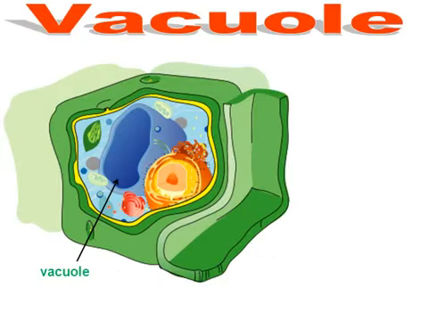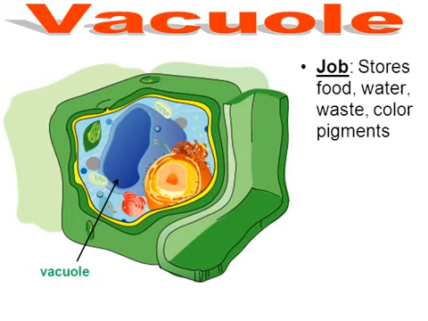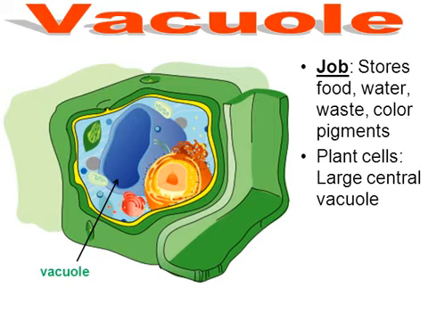So the final one, the last part I want to mention, is called the vacuole. The job of the vacuole is to store food, store water, waste, color pigments, and in the picture here you can see it's the big blue round object in the middle of the cell. Often, in plants that is, it's often the largest part of a plant cell. So in plants, it's often the largest and central, meaning in the middle. So we often think of the nucleus being in the middle of a cell. Well, often the vacuole is, because it's so big it pushes all the other parts to the edges.